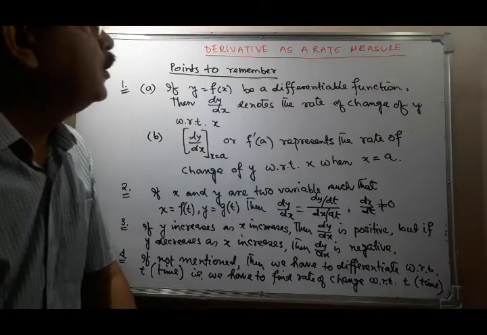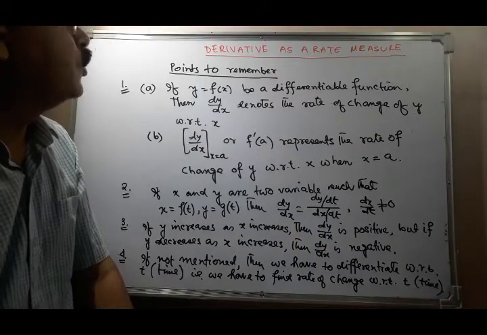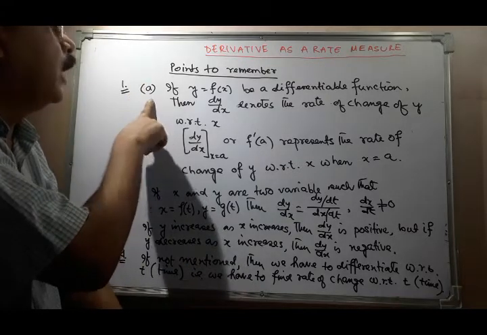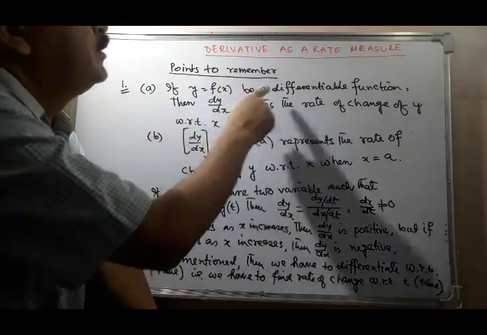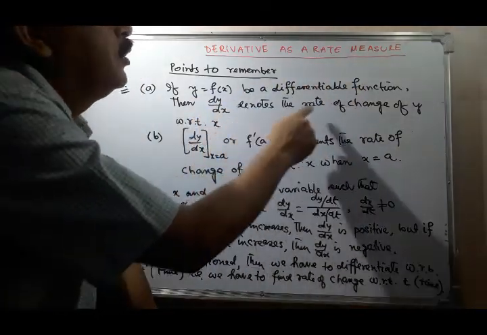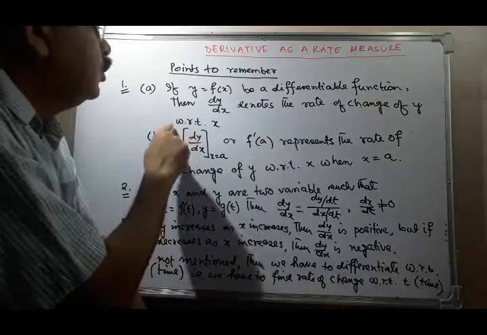Today I am starting derivative as a rate measure. Points to remember. 1a. If y equal to f(x) be a differentiable function, then dy by dx denotes the rate of change of y with respect to x.